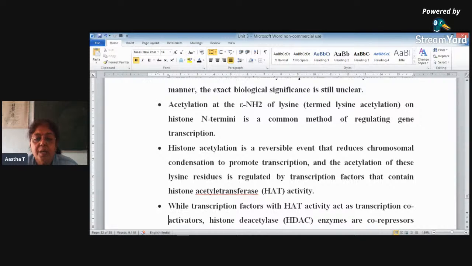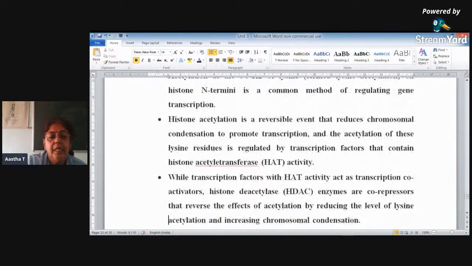So these histones may be acetylated to reduce chromosomal condensation. म्हणजे खूप सारे DNA एकाच ठिकाणी कंडेन्स व्हायला नको आणि ट्रान्सक्रिप्शनची प्रोसेस सुटसुटीत व्हायला पाहिजे, त्याच्यासाठी हिस्टोन ॲसिटिलेशन प्रोसेस होत असते. Here lysine residues will be acetylated and this will regulate the accumulation of transcription factors, and mainly the enzyme involved here is histone acetyltransferase, or HAT activity is involved.